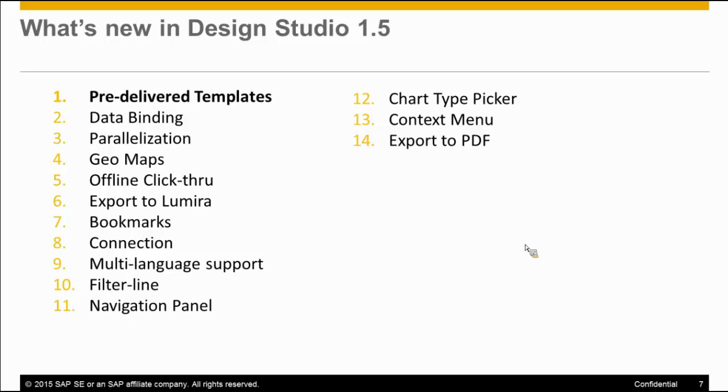The main topic for this webinar, as I already mentioned, is to discuss the pre-delivered templates, and these templates have been delivered in the Design Studio 1.5 version, which is the current release. As you can see, we have around 14 features which have been included in 1.5. I would say 1.5 is a pretty good, or big, release. We have included a lot of new features in 1.5, and we are not going to cover all the features because if you go into details then this 1 hour won't be sufficient. For this webinar, our main focus would be just to discuss these pre-delivered templates.